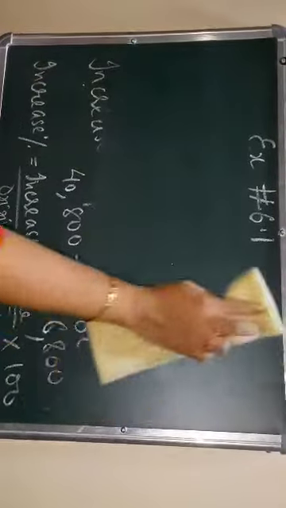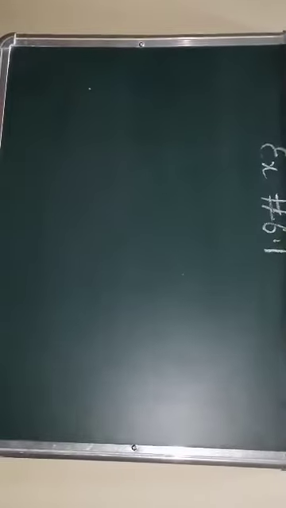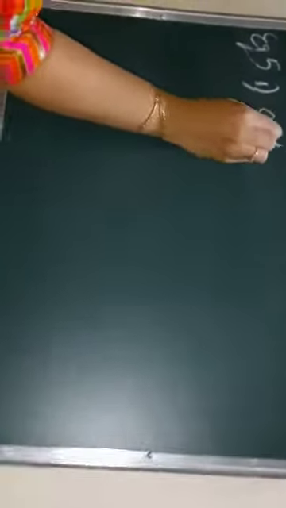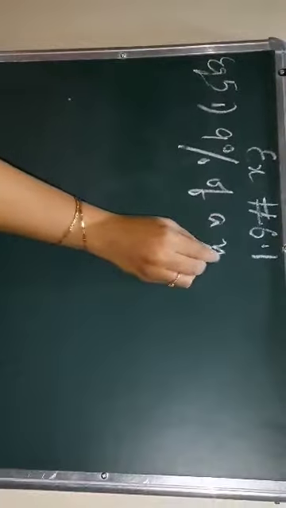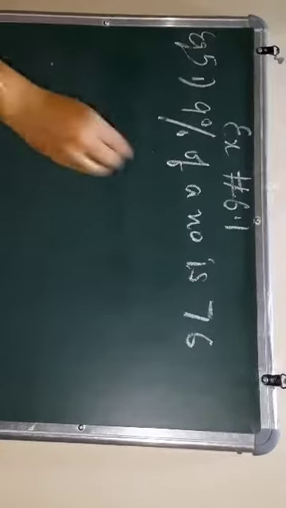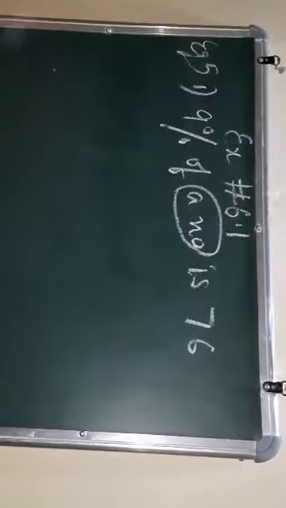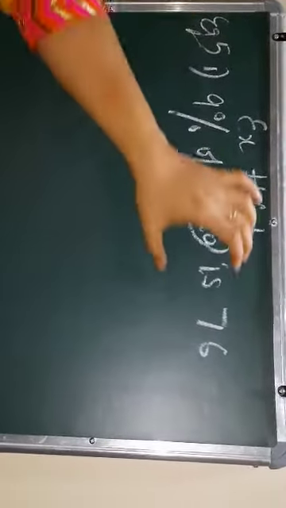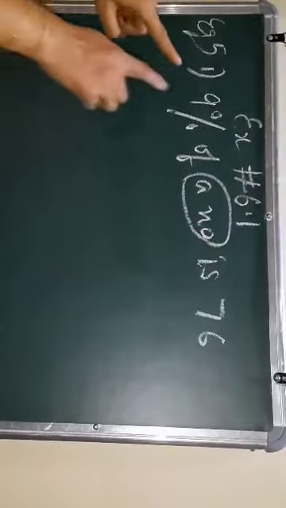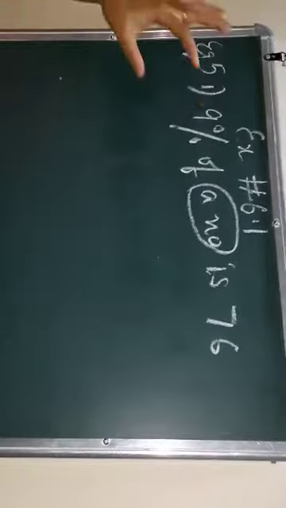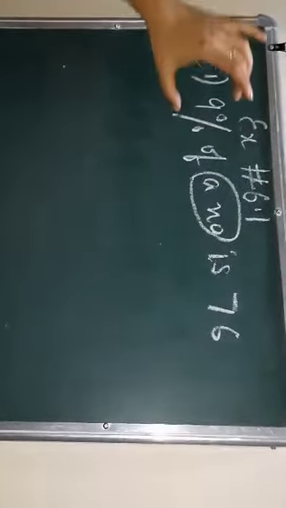Now let's move on to example number 5. Example number 5 is, if 9% of a number is 76. Just read the question carefully. 9% of a number is 76. This is the question. Find the number. Now you can see you don't know this number. उन्होंने बोला किसी भी नंबर का 9% अगर हम निकालें तो आंसर है 76। What is the question? 9% of a number is 76.